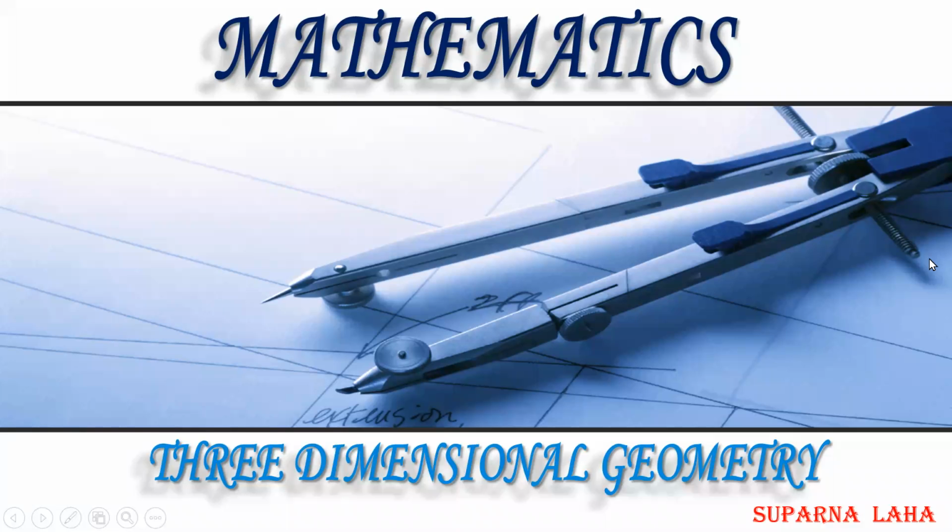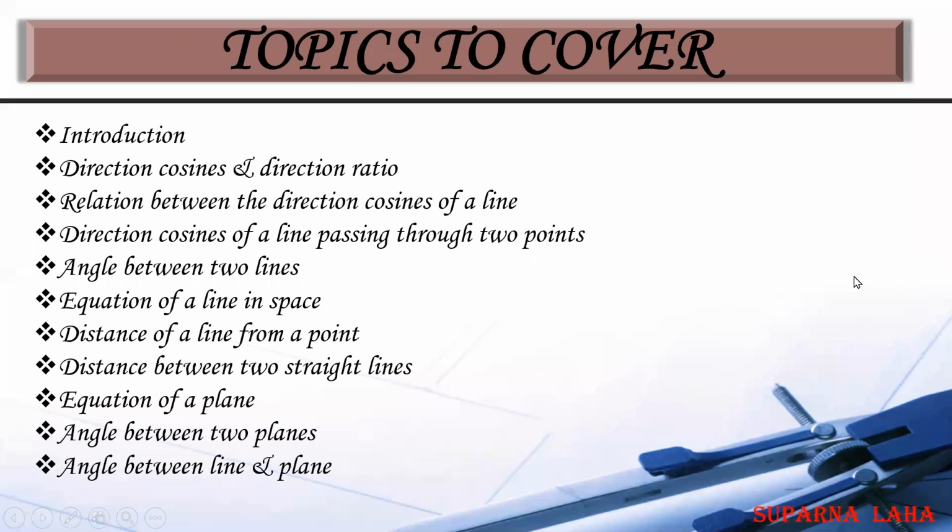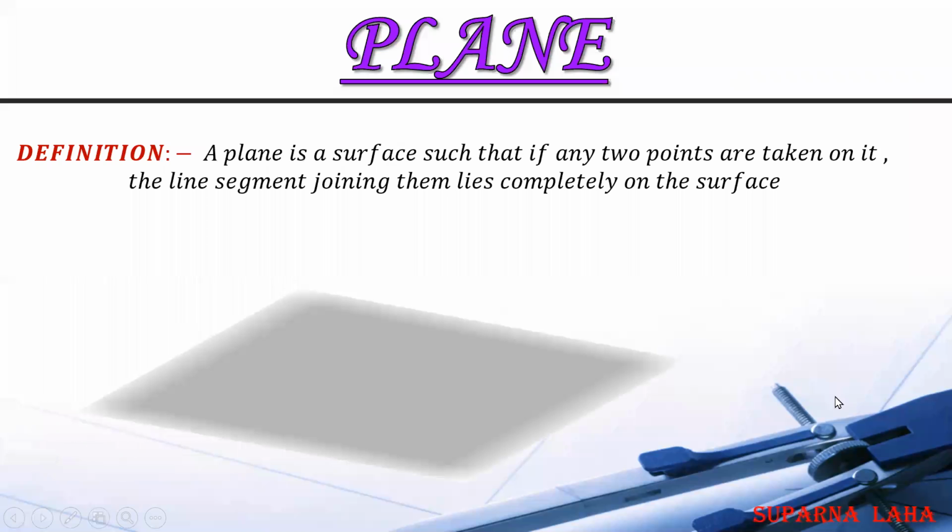Good morning, everyone. We are discussing the chapter three-dimensional geometry, and we completed up to the distance between two straight lines, that is, the shortest distance between two straight lines. Now, today we will talk about the equation of a plane. But before that, let us go through the definition of the plane.